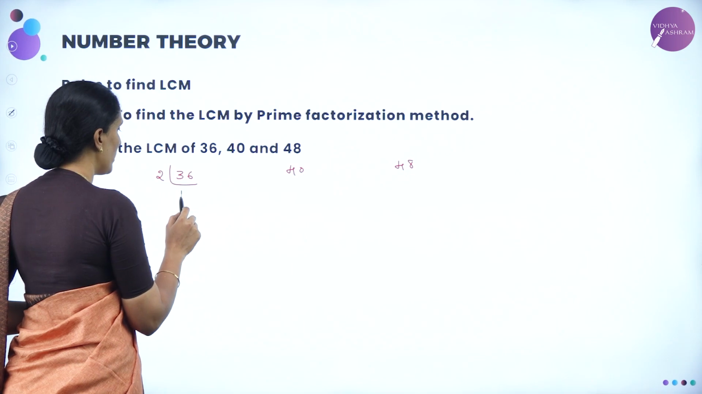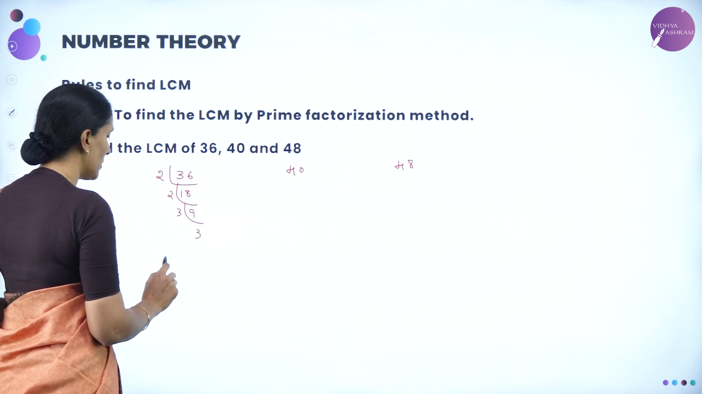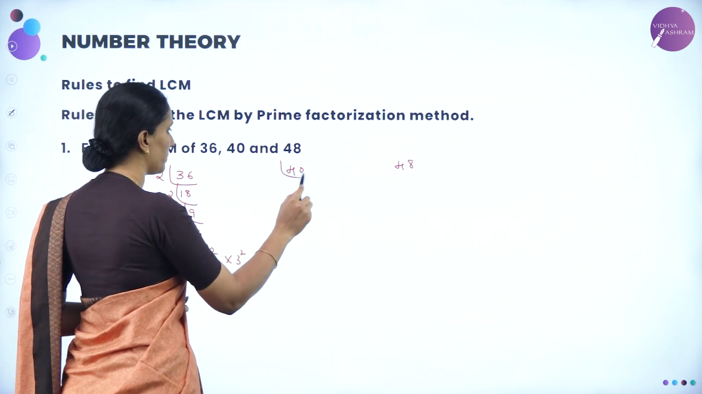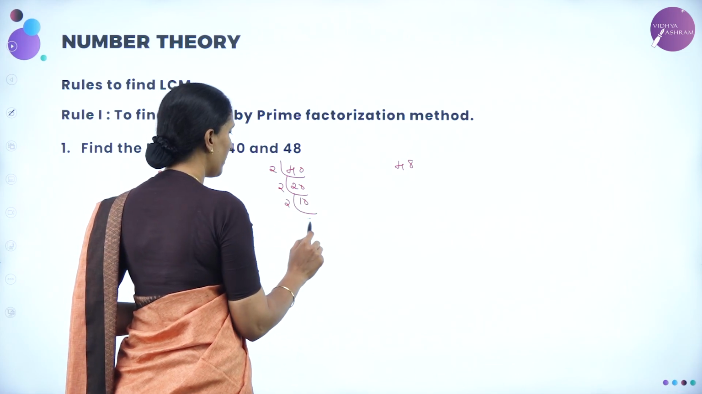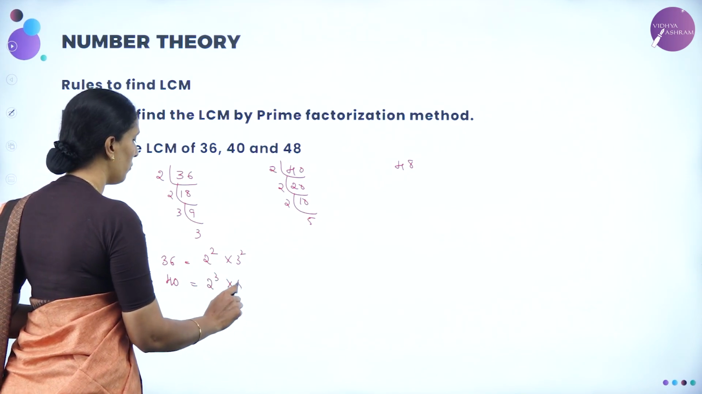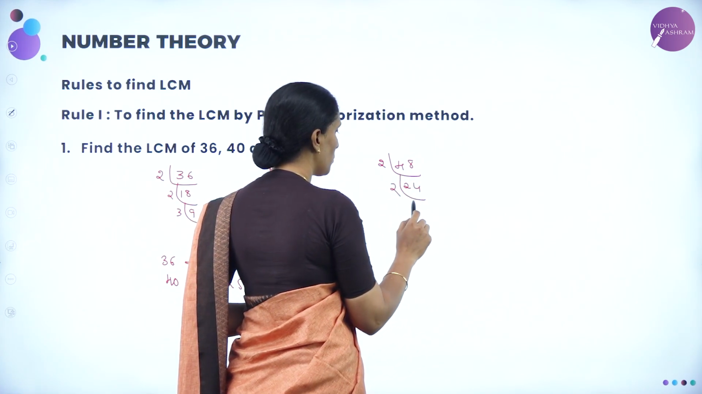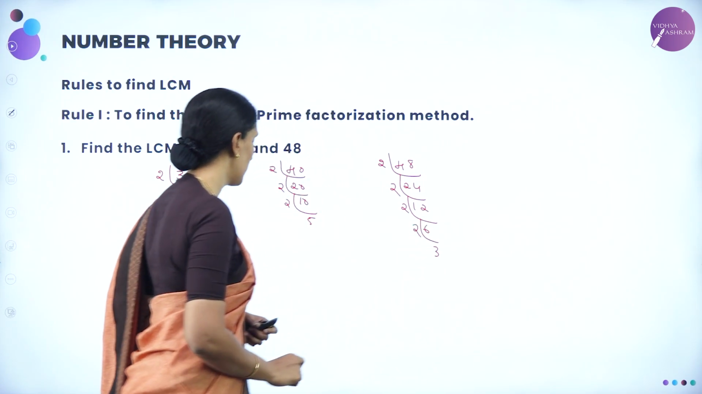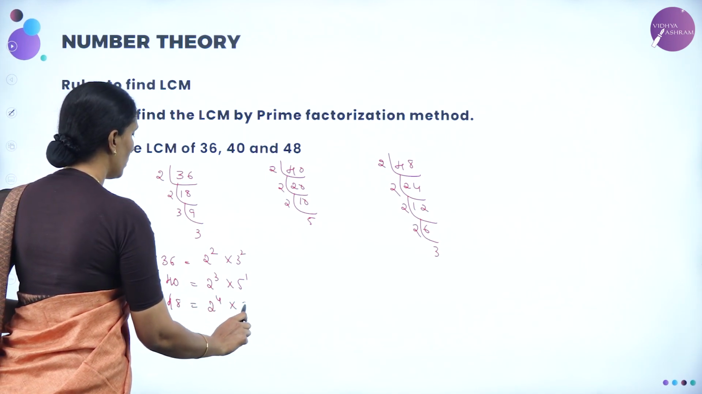So, clearly 36 is 2 square into 3 square. Next, 40 can be represented as 2 cube into 5 power 1. Next, 48: 2 24s are, 2 12s are, 2 6s are, 2 3s are. So, here 48 is 2 power 4 into 3 power 1.